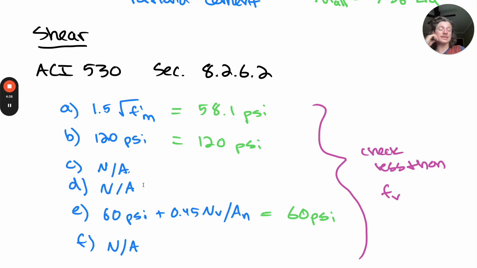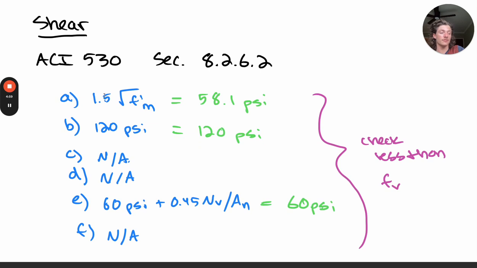Section 8.2.6.2 also says that we can be using these equations for both in-plane and out-of-plane shear stresses. And we get a governing value of this point A of 58.1 psi, and we want to check that to be less than our shear stress, FV. And this is how we check that the formwork is of adequate strength to resist the hydrostatic pressure from the concrete.